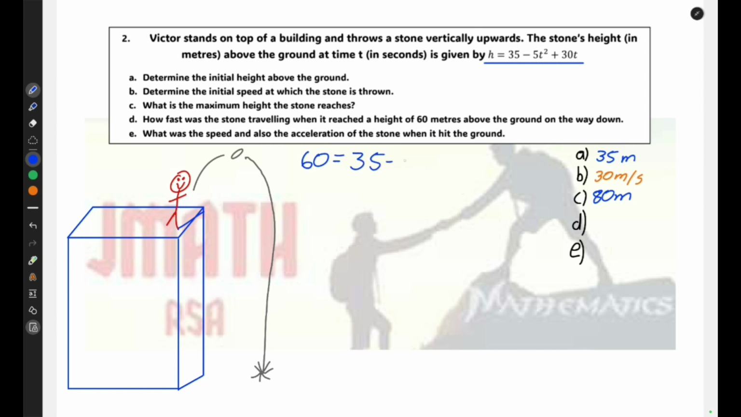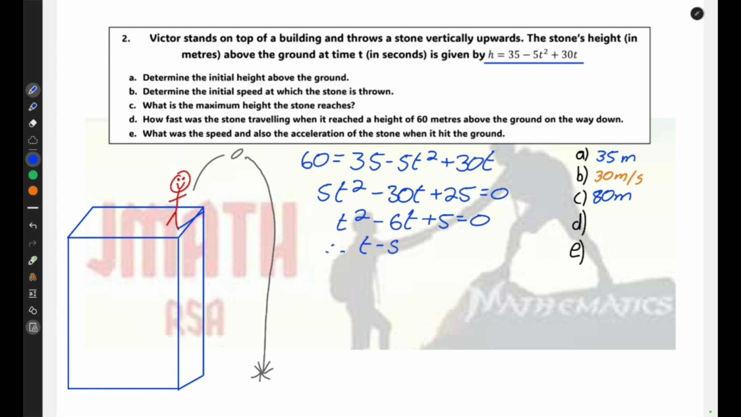So let's start then by making the original equation equal to 60 meters. So 60 is equal to 35 minus 5t squared plus 30t. So that's a trinomial again. And I'm going to take everything to the left so that my t squared value is positive. So 5t squared minus 30t. If I take everything left, it means it's 60 minus 35, and that would then just be plus 25 is equal to 0. I'm going to divide by 5 everywhere. So that's t squared minus 6t plus 5 equals 0. And therefore, it's t minus 5 and t minus 1 in my brackets. Therefore, it happened at t equals 1 second, or t equals 5 seconds.